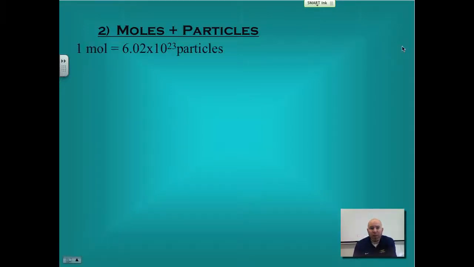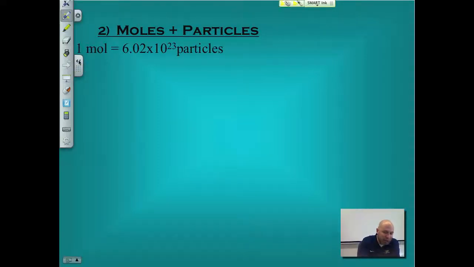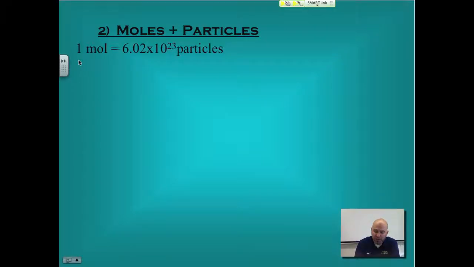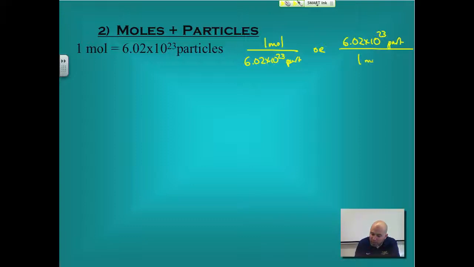All right, so again, we just did the conversions between moles and mass. We can do moles and particles. Because we know 1 mole is equal to 6.02 times 10 to the 23rd particles, again, that's Avogadro's number, we can understand, hopefully, that we have two conversion factors from our unit equality. One is 1 mole per 6.02 times 10 to the 23rd particles, or 6.02 times 10 to the 23rd particles per 1 mole. Okay, so those are my conversion factors.